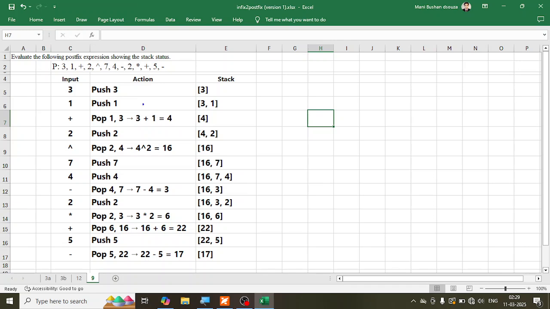Now let's go to the next one. So we went up to here. Now let us take the next one, which is 2. So the input is 2, which is an operand. Just push it. 4 was already there and you have pushed 2 into the stack.